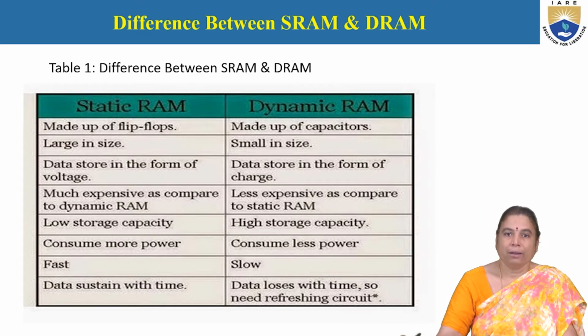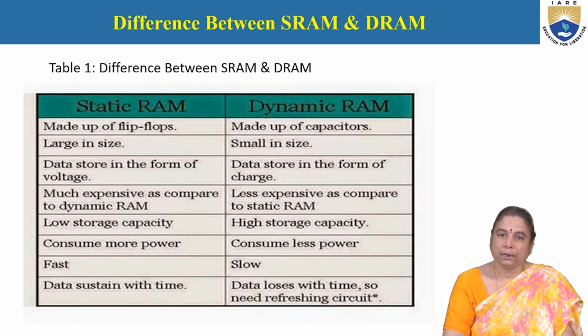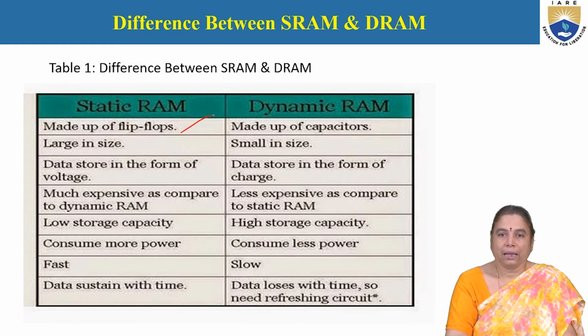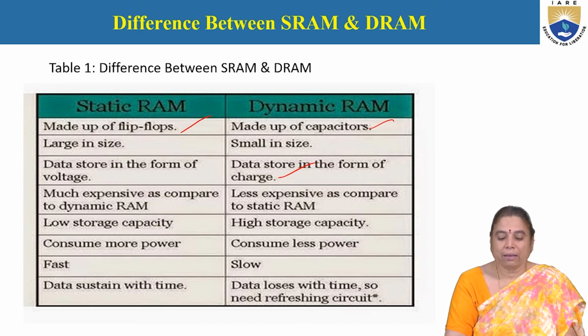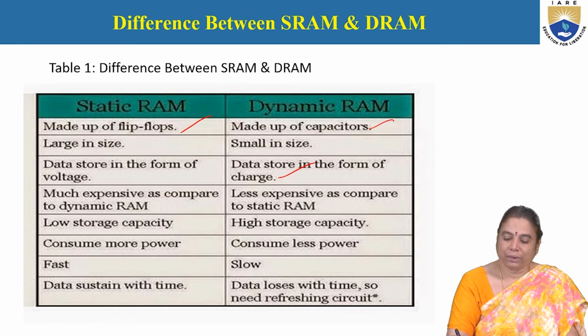Now we have to compare the features of static RAM and dynamic RAM. Static RAM is made up of flip-flops, whereas dynamic RAM is made up of capacitors. Static RAM is large in size, but dynamic RAM is small in size. The data is stored in the form of voltage in static RAM, but in the form of charge in dynamic RAM. Why? Because capacitors are used here. Static RAM is much more expensive as compared to dynamic RAM, but dynamic RAM is less expensive. Low storage capacity for static RAM, high storage capacity for dynamic RAM.